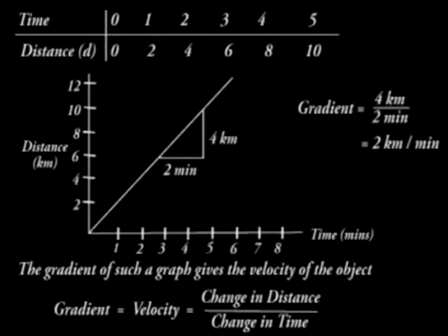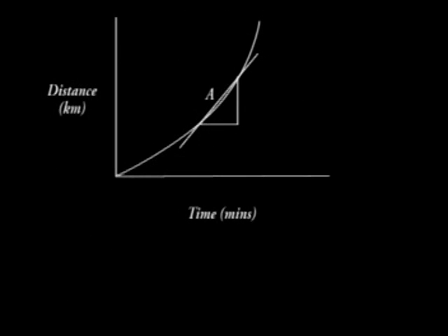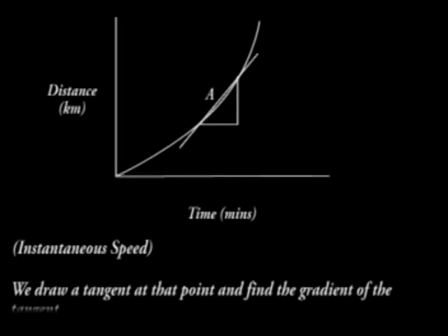When the object is accelerating, a nonlinear curve is obtained. Consider the figure below. To obtain the speed at a certain time, that is instantaneous speed, we draw a tangent at that point and find the gradient of the tangent.